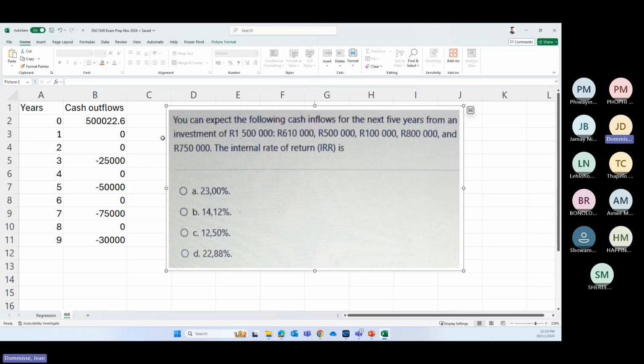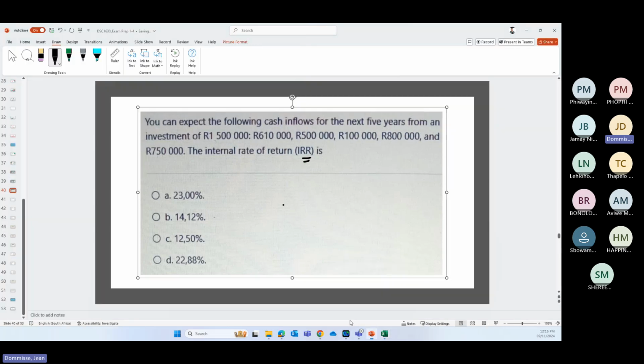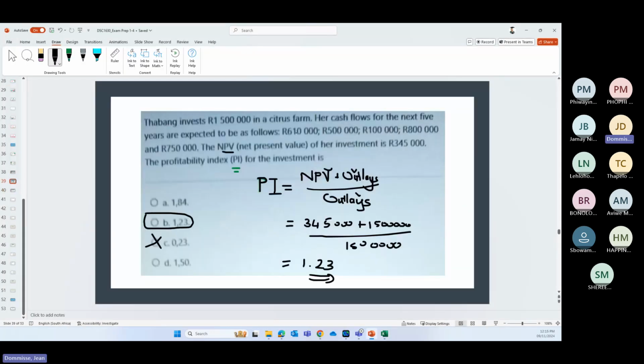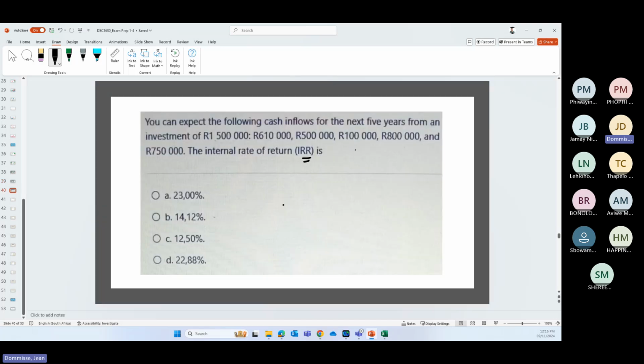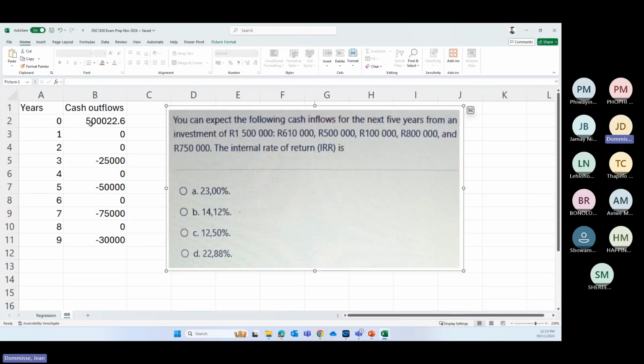Okay, so you can expect the following cash inflows for the next 5 years from an investment of 1.5 million. It might even be very similar to those numbers. It looks exactly the same. Now they just want the internal rate of return.